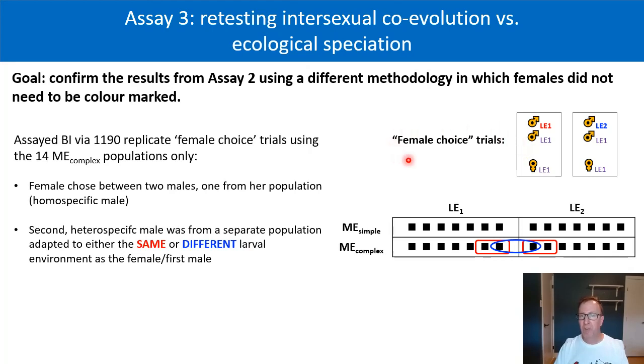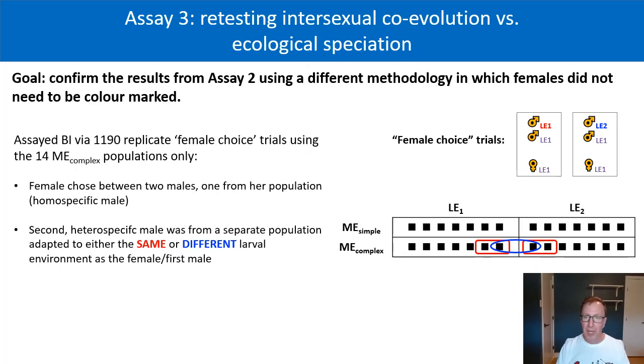Assay 3 involved female choice mating trials, not multiple choice. So in each case, an individual female from one population was given a choice between one of her own males, a homospecific male, and a second male, a heterospecific male. And half the time, the heterospecific male came from a different population, but the same larval environment, as shown in the red comparisons. And half the time, the second male came from a population from the other larval environment. So mimicking the design of assay 2.